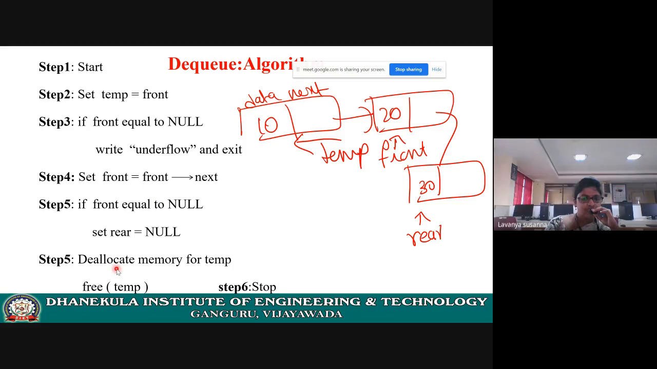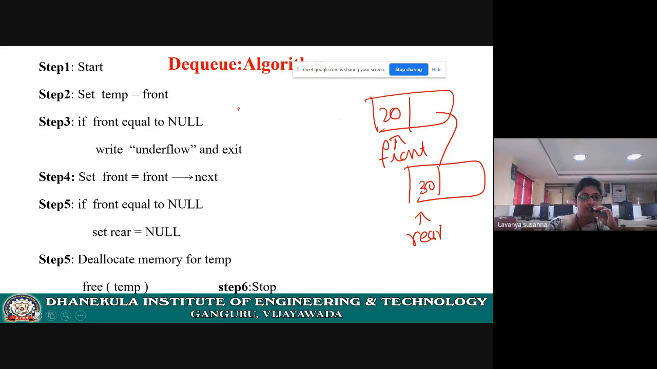Next, after this, deallocate memory for temp. What is temp? Temp is pointing to which node? The first node. You need to deallocate memory for that node. How to do it? Free of temp. To deallocate memory, you need to use the free function. To allocate memory, you need to use malloc. Free of temp means this node you are deallocating. See the diagram.